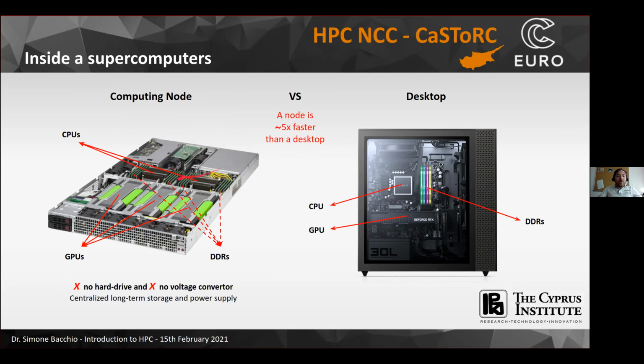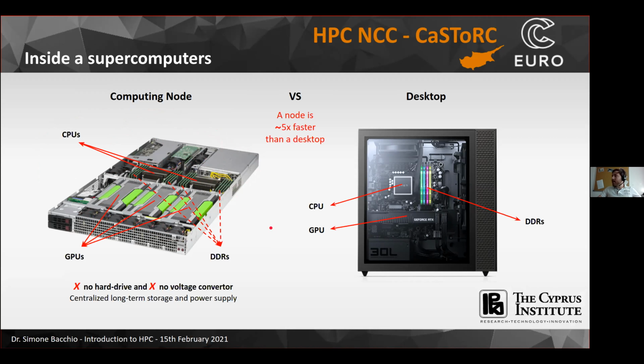Why? Because, for instance, in this node we have 3 GPUs. There are probably another 3 below. This node has 6 GPUs. We have 2 CPUs. We have a bunch of RAM. And all of this is the power you have inside one node. These computers are then made of thousands of these nodes.